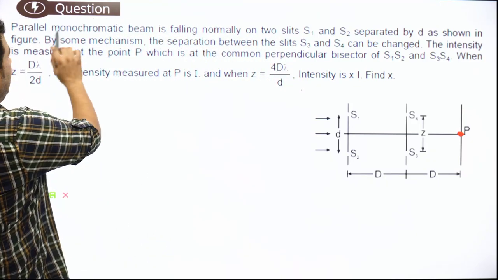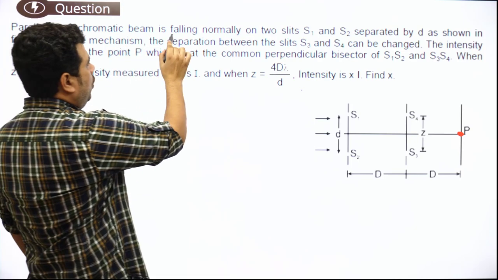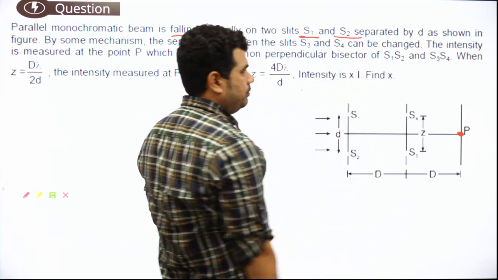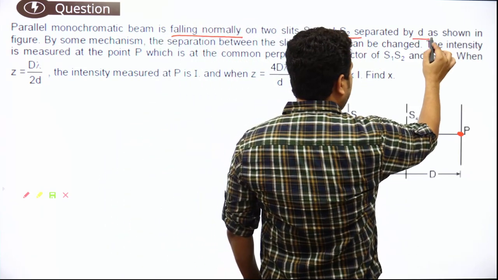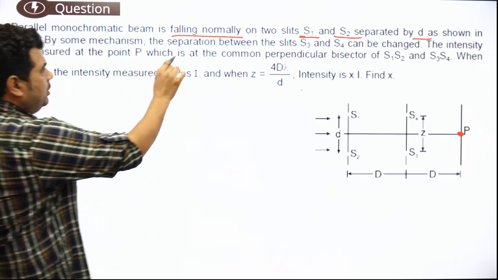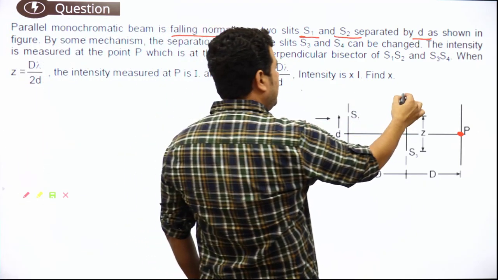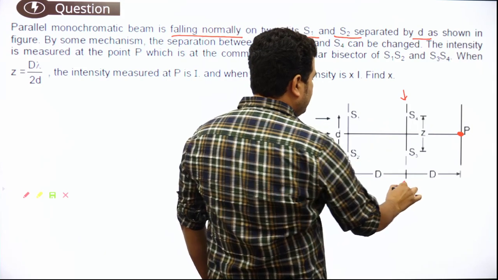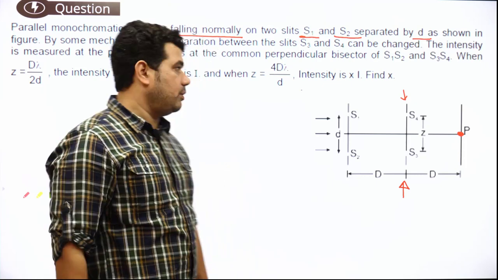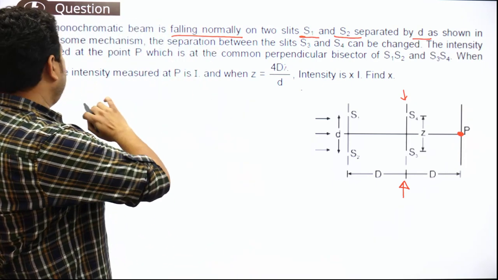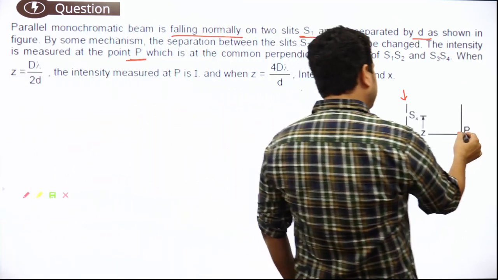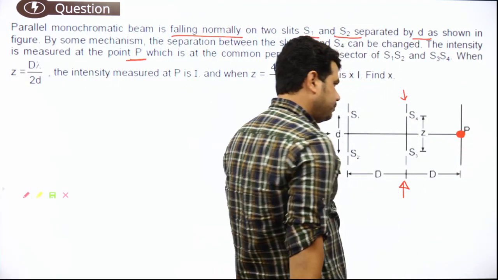Question says a parallel monochromatic beam is falling normally on two slits S1 and S2, right, separated by distance D as shown in figure. By some mechanism, the separation between S3 and S4 can be changed according to the question, okay. Now, the intensity measured at point P. So, we have to measure the intensity at point P.